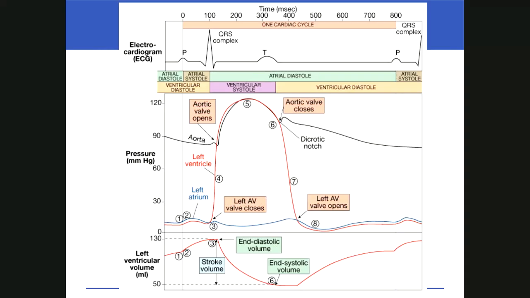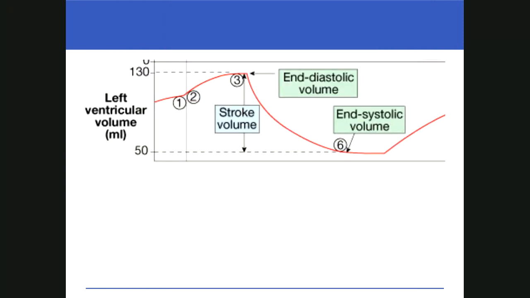But again, what if this number were up there? And then it goes down. Stroke volume would go up. But what if this number came down here? Stroke volume would go up. If I affect either one of these, this one or this one, I'm going to affect stroke volume. Does that make sense to everyone?